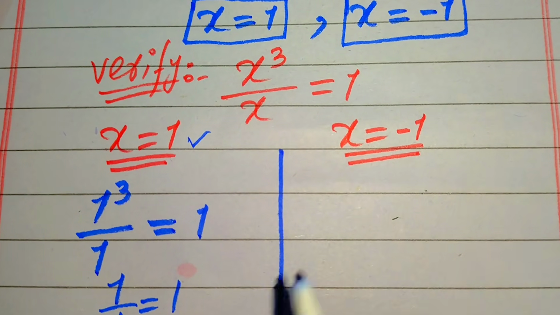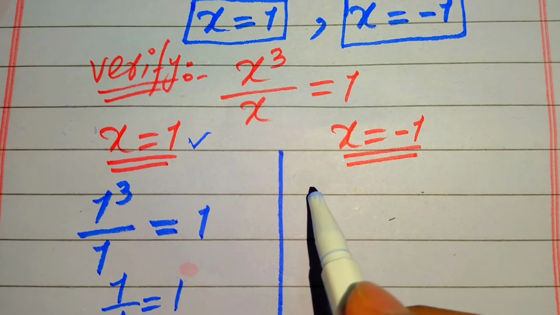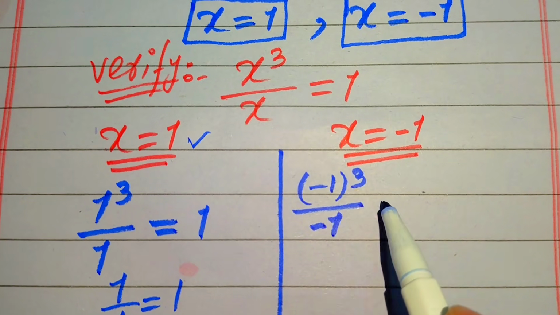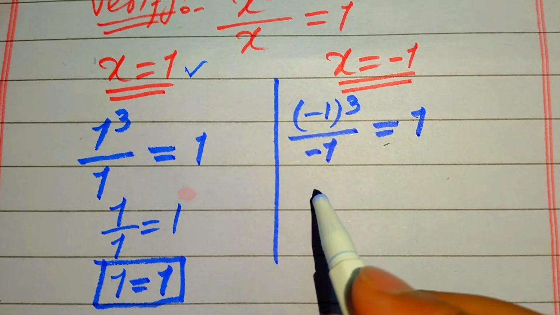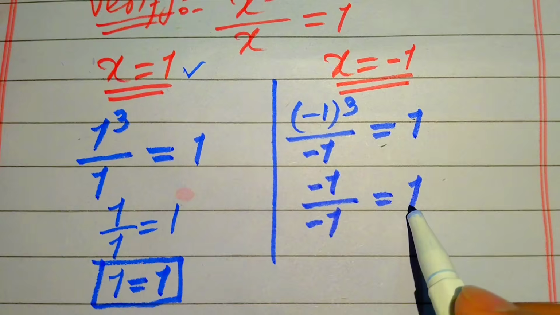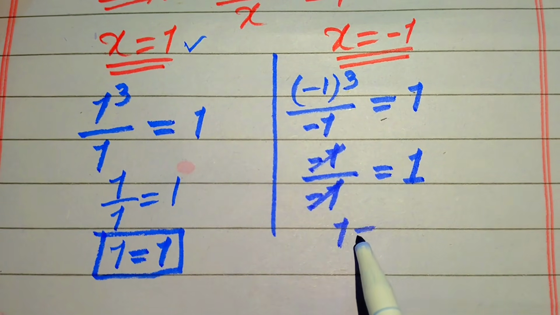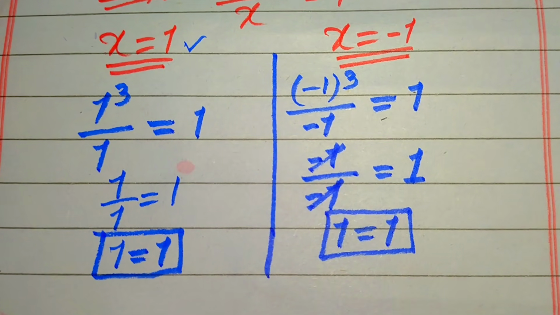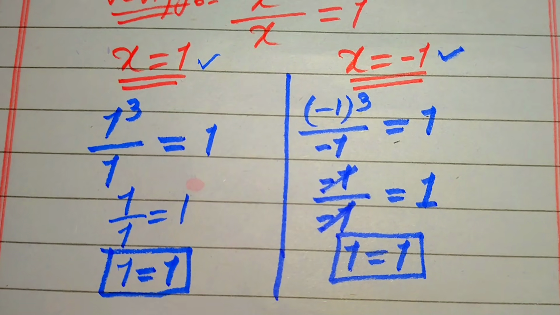And likewise we verify the second value of x, and we substitute again x equals minus 1 into the left hand side, and we obtain minus 1 cubed divided by minus 1 is equal to 1. Again you see here minus 1 cubed becomes minus 1, divided by minus 1 is equal to 1, and this minus 1 and this minus 1 are cancelled out by each other, and we get here 1 is equal to 1. This shows that again both of the sides are equal. It means that the second value of x also satisfies our given question statement.